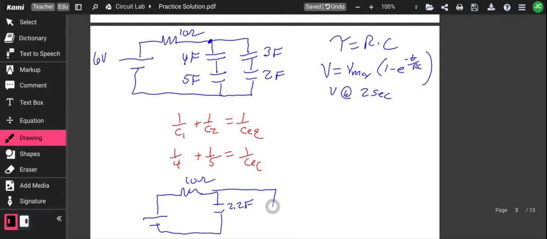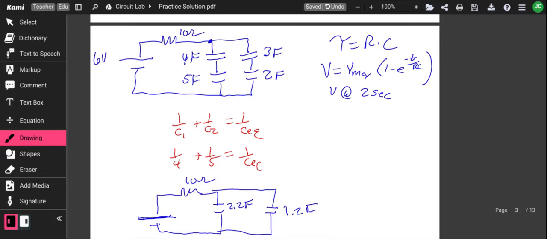And I have another capacitor. Capacitors have the same line length. The battery has different line lengths. We have our other capacitor, which again is 1 over 3 plus 1 over 2. You take the inverse of that, and you end up with 1.2. So 1.2 farads. And there you go.